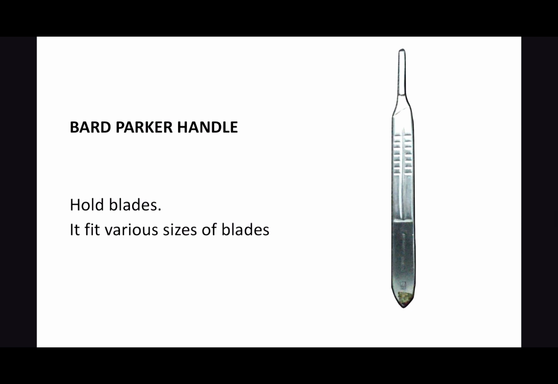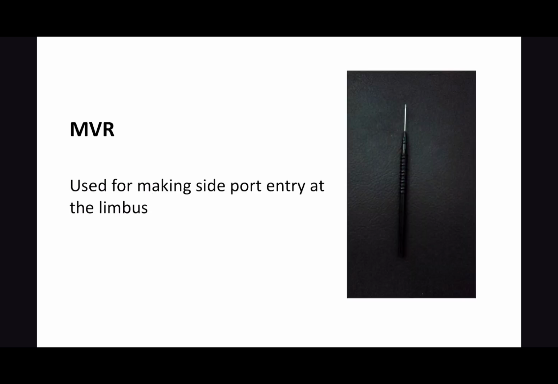The easiest one and widely used is the BP handle, or the Bard Parker handle. It is used to fit blades over it. This is an MVR blade. It is usually black in color and very pointed and sharp, used for making a side port entry at the limbus.